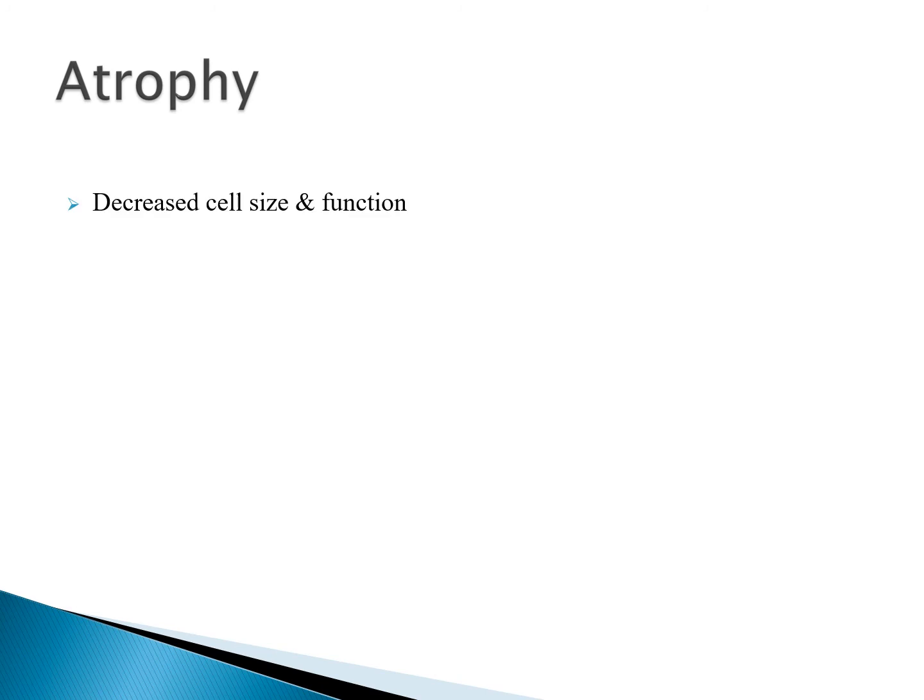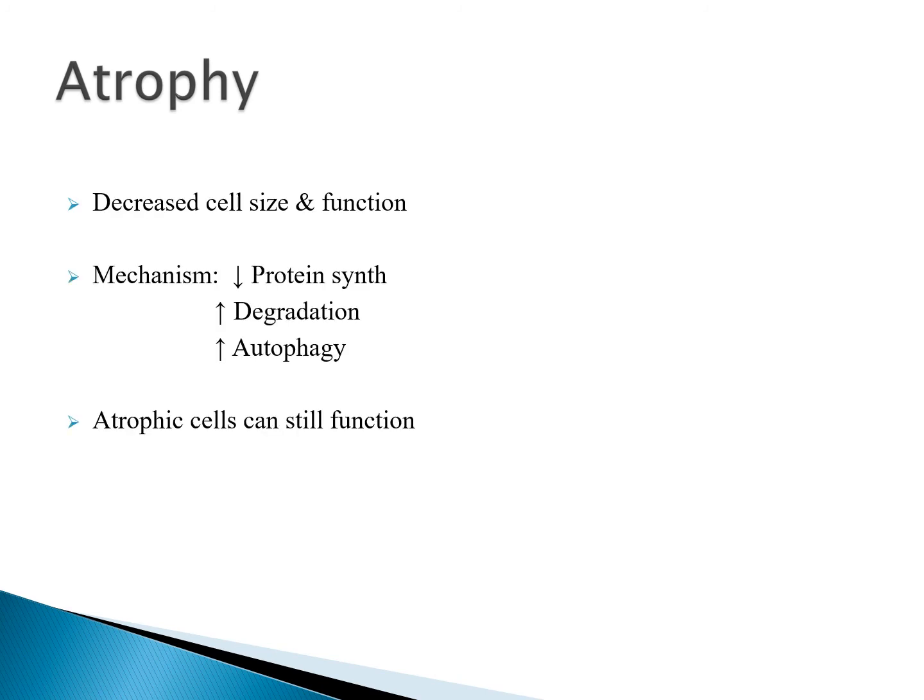Now, the third adaptive mechanism is called atrophy. Atrophy means decrease in the cell size with a corresponding decrease in cell function. So the cells are still viable. They are not dead, but they function at the minimum. The mechanisms of cell atrophy are either decreased protein synthesis or increased protein degradation, or both of them, or increase in autophagy, in which the starved cell or the newly adaptive cell will eat its own organelles to generate energy.